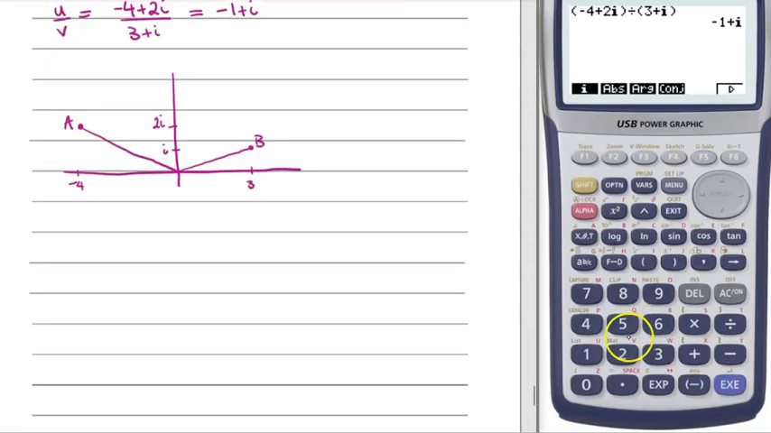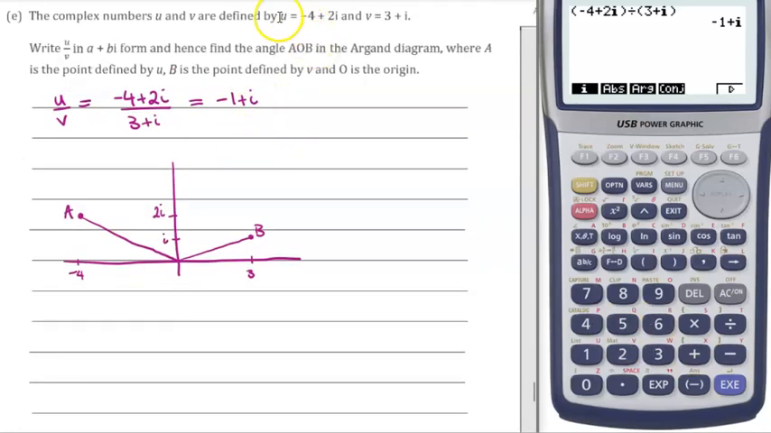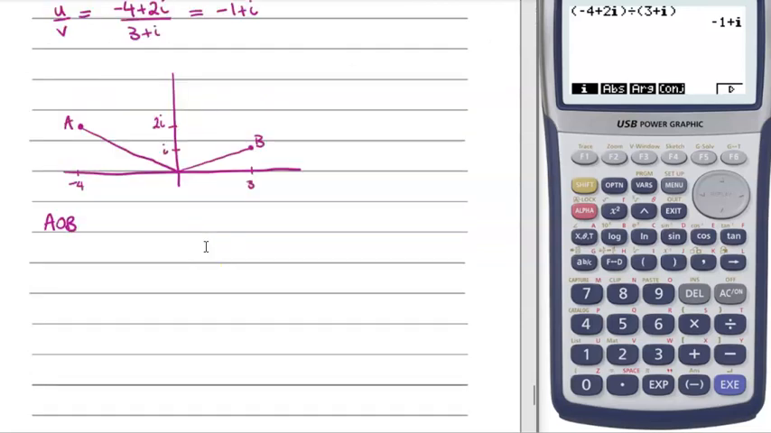Now plot this onto a diagram, and we have u making the A part and v making the B part, and we're trying to find the angle AOB, so the bit between. Now to work out that angle, we'll do the argument up to A minus the argument up to B, and that will leave us with the bit in between. So AOB will be the argument of u minus the argument of v.